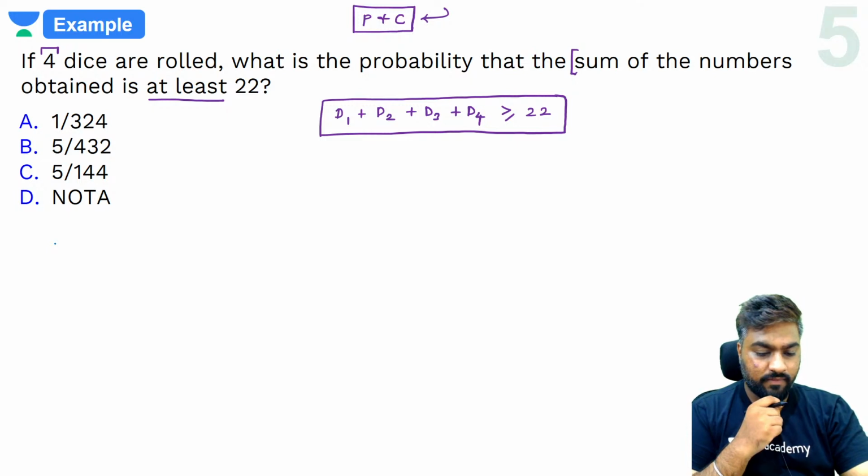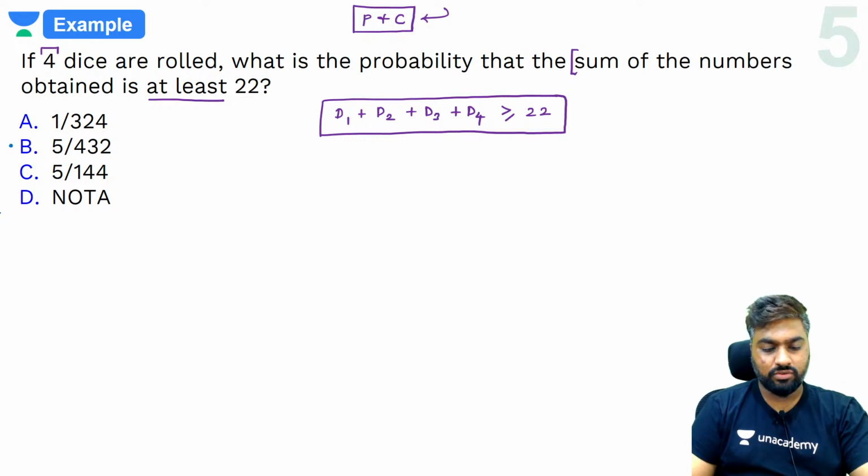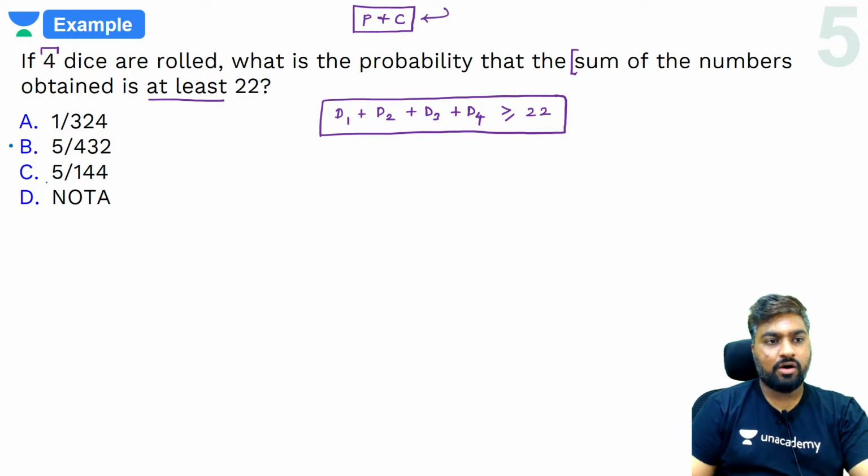Okay, Gaurav, Harshal and Shreyashi are saying B, 5 by 432. Beautiful. How about others? Neha says 5 by 432. Okay. और कोई?